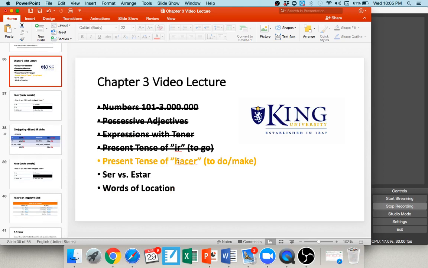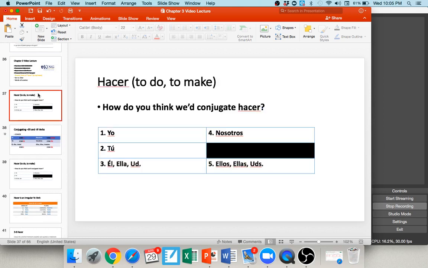We talked about the verb ir. We're going to take a moment and do another new verb, which is hacer. Hacer means to do or to make. So you can hacer la tarea, do your homework, or you can hacer amigos, make friends.